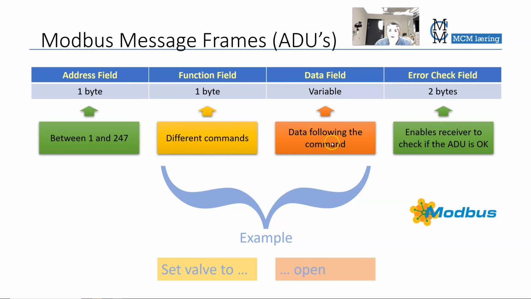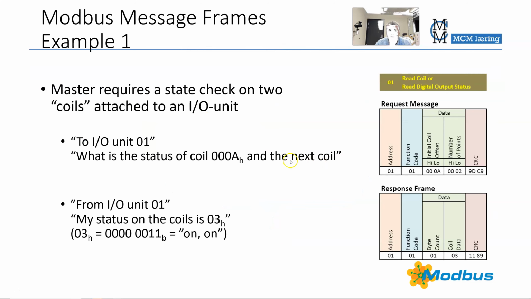You have some data following the command, and here's an example. The command could be set valve to, and the data following it, open. Another, set valve to, closed. And then you have the error check field, which enables the receiver to check if the entire message was okay. So here's an example on how this can be done.